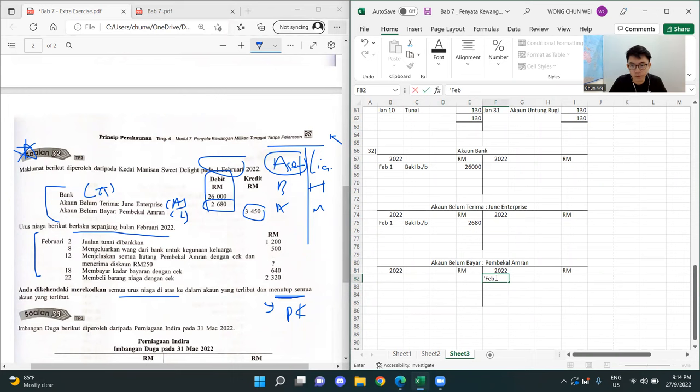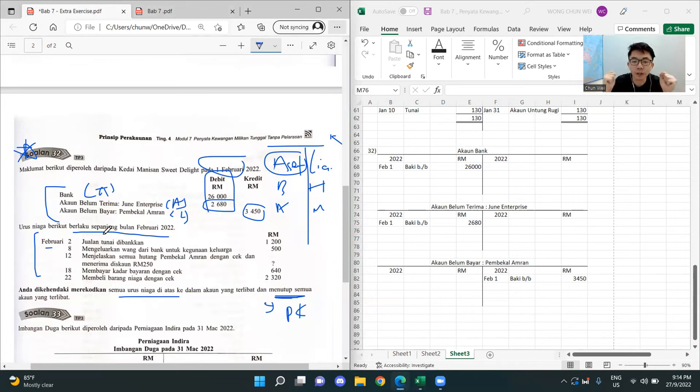February 1, 3, 4, 5, 0. Okay. So after you put in all the baki, now let's look at February 2. So February 2, can you see it? What is this? This is ledger. Apa yang kita telah belajar dalam bab 5. Okay. So jualan tunai dibankkan.